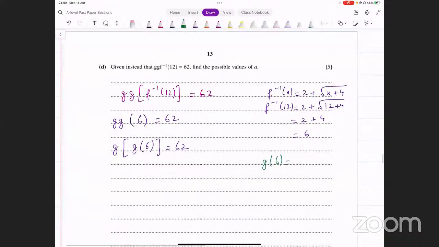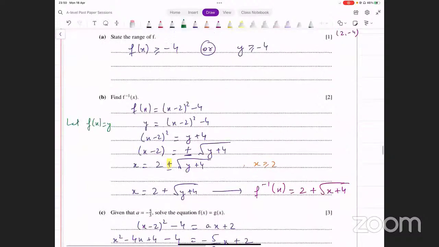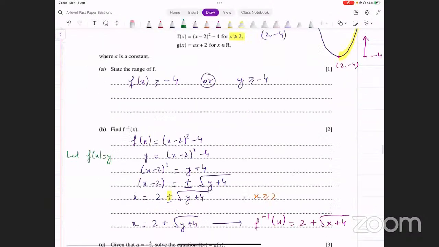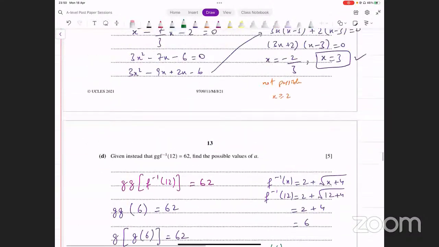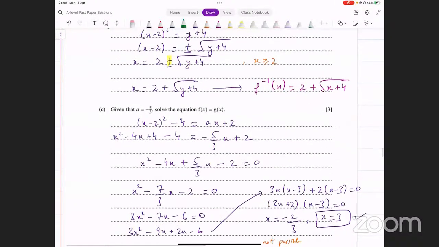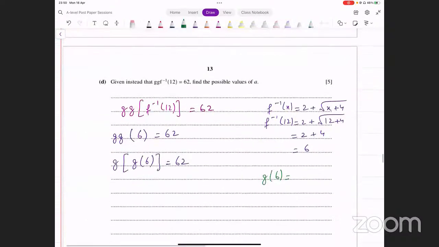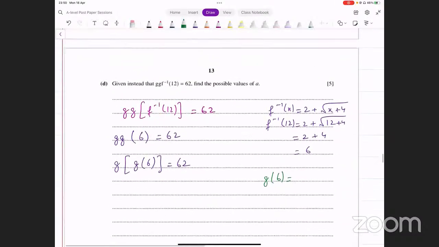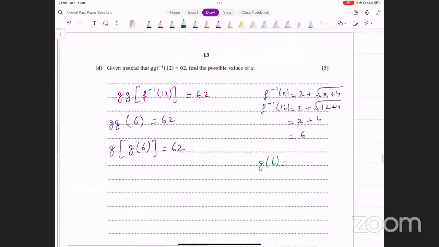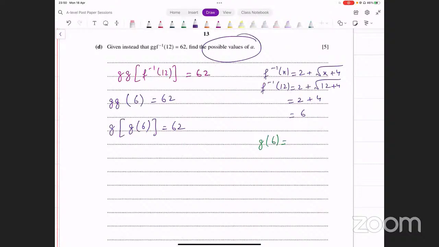G of 6. What was the G function? G function was ax plus 2. Now this will be in terms of a. Remember, the value of a = -5/3 was given inside part C. That's no longer valid. You can't use that value here in part D. It was given inside part C. Here you have to find the values of a. You can't use those values.